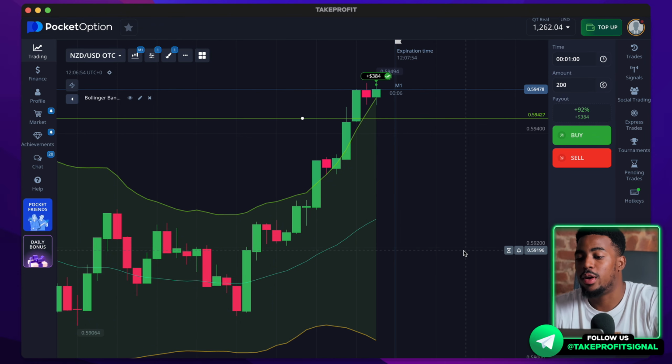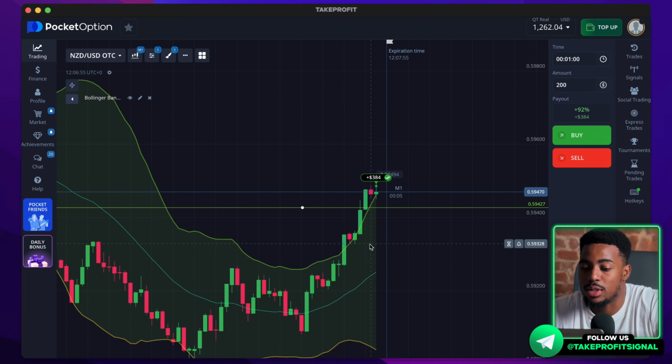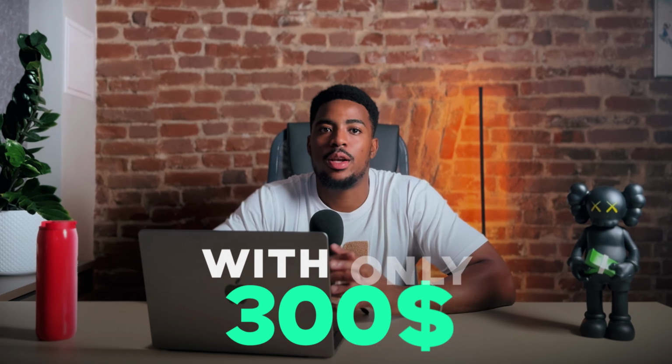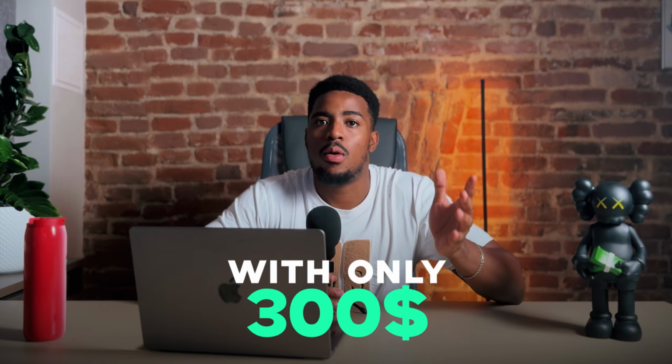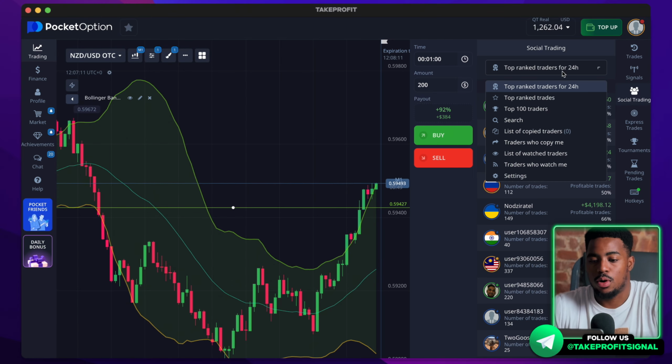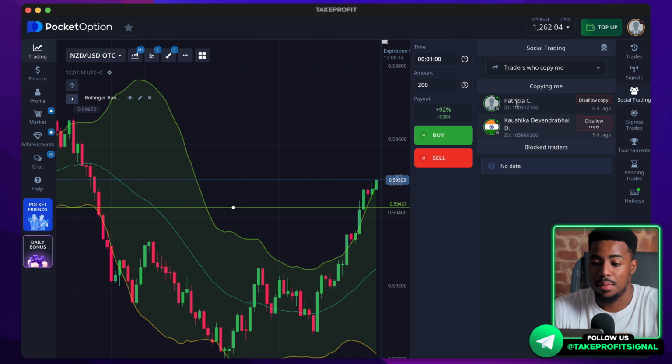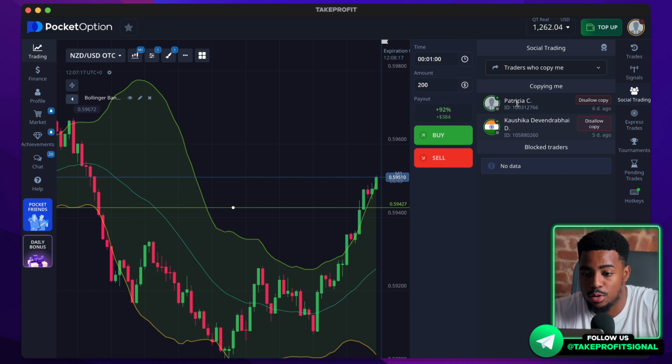Well guys, we have $1,262 in the balance. I remind you that we started with only $300 and with more or less adequate risk management, we have reached this amount and increased our balance fourfold. These people who copied my trades copied them with the same balance of $300. So their profit should be the same as mine now.